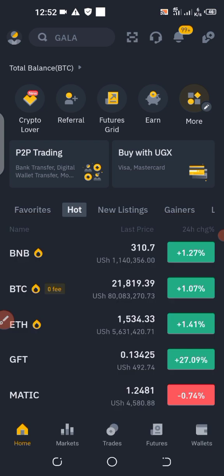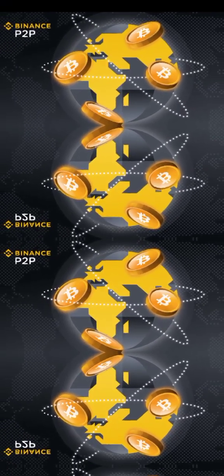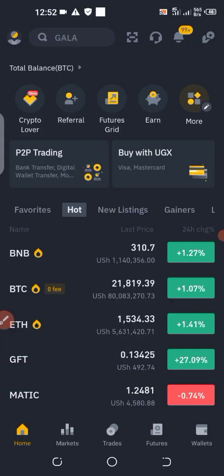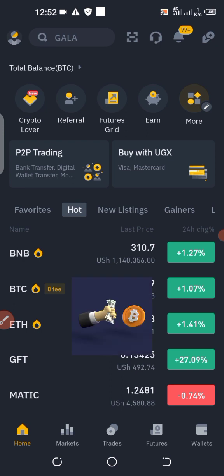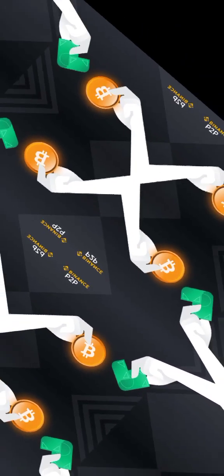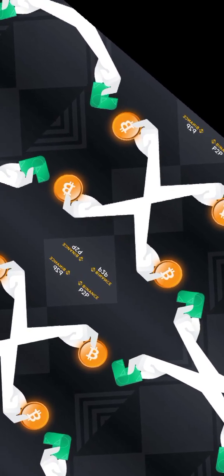Today we are going to know what is P2P trading, or what they call peer-to-peer trading, on Binance. Most and many of the crypto exchanges offer this platform. It's called peer-to-peer trading or P2P trading. This platform is the most common way used to purchase cryptocurrency, especially USDT. And after purchasing your USDT, you can convert it to any other form of cryptocurrency on the exchange.